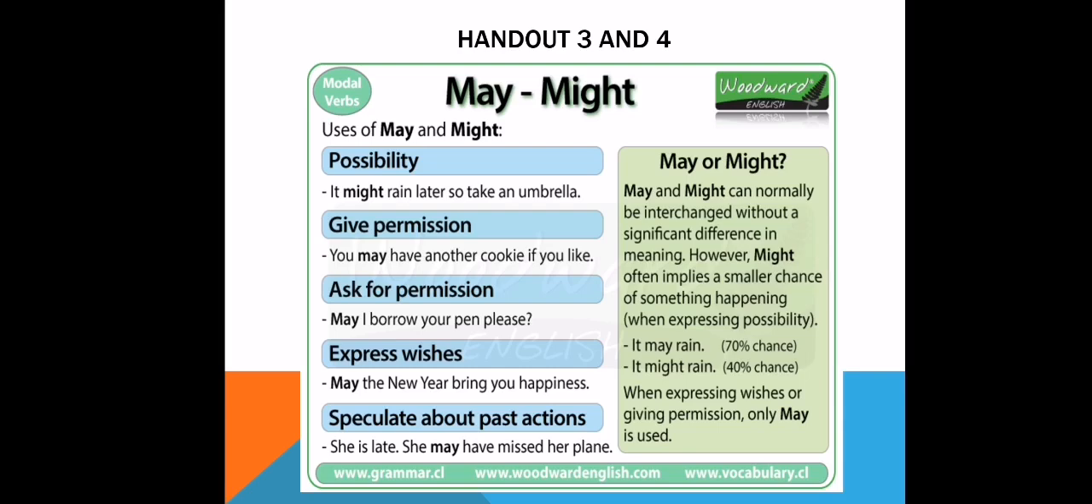Let's go ahead and look at handout number 3, where we explain what may and might express. So first of all, they could express a possibility. For example, it might rain later, so take an umbrella. Here, they're talking about the possibility of it raining. May and might could also be used to express permission, like you may have another cookie if you like, or you may go to the bathroom.